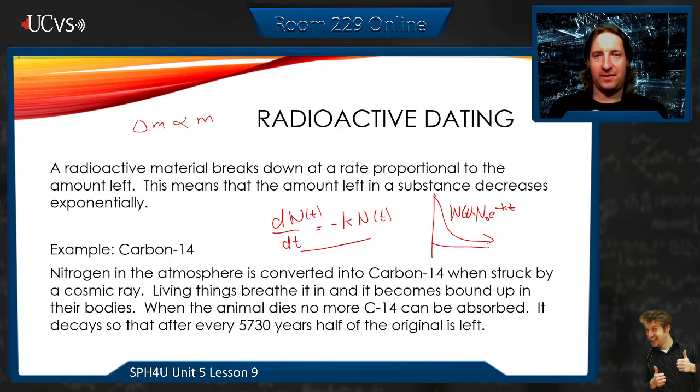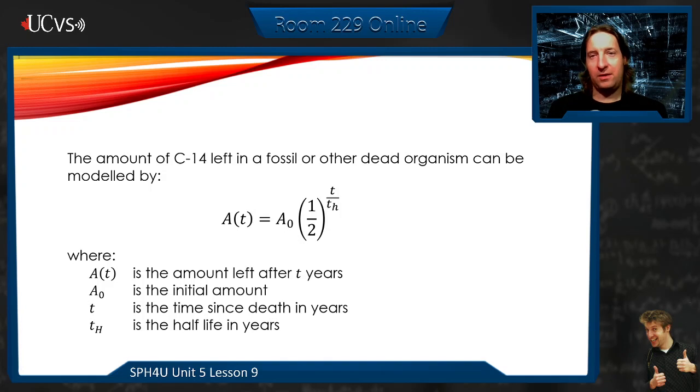So if we're able to measure how much carbon-14 is in something organic, something that was living, or something that had something living in it, like cloth fibers, as a percent of how much there should be in it, we can calculate how old it is. So we can use radioactive dating to find out how old something is. The amount of carbon-14 left in some fossil or dead organism follows this exponential equation. This is an exponential decay.